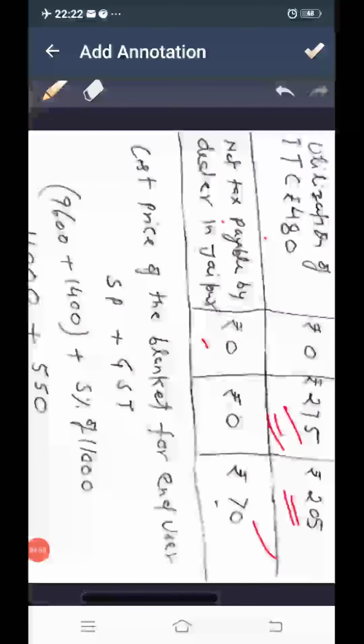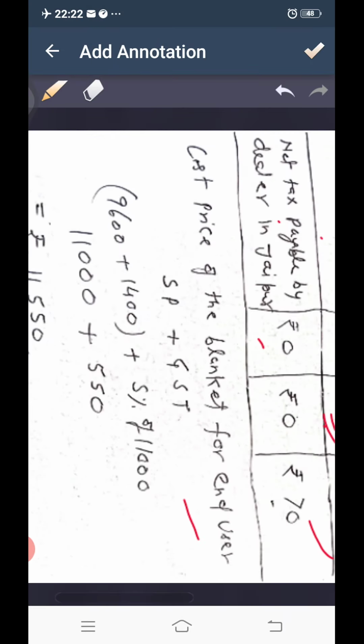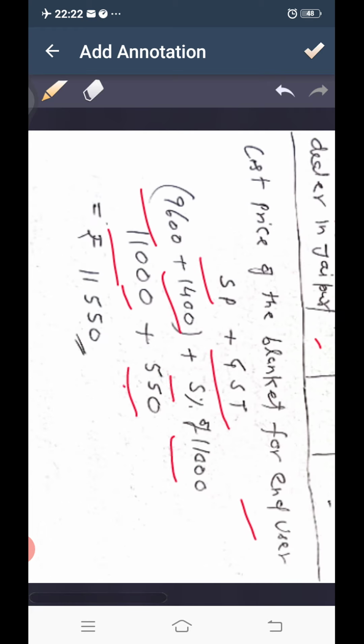Then the cost price of the blanket for the end user will be selling price plus GST. Selling price is 9600 plus 1400, that is 11,000, plus 5% of the selling price, that is 11,000. So 5% of selling price is 550 rupees. So we add selling price plus tax, that is 11,550 rupees. This price will be paid by the end user, that is a customer.